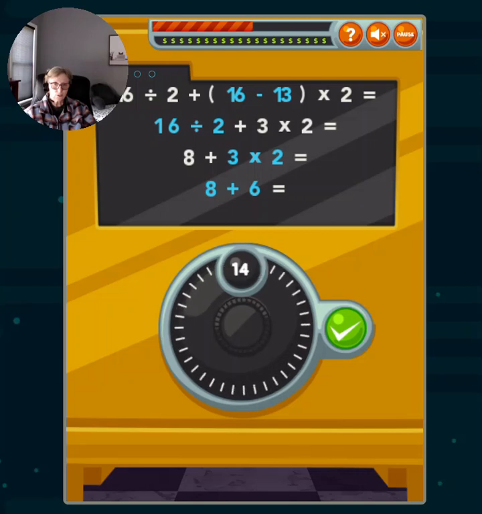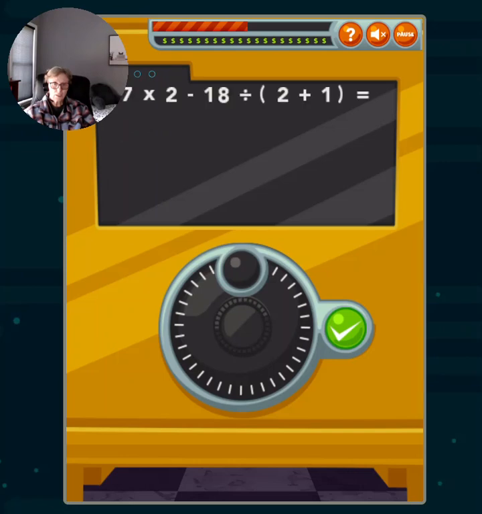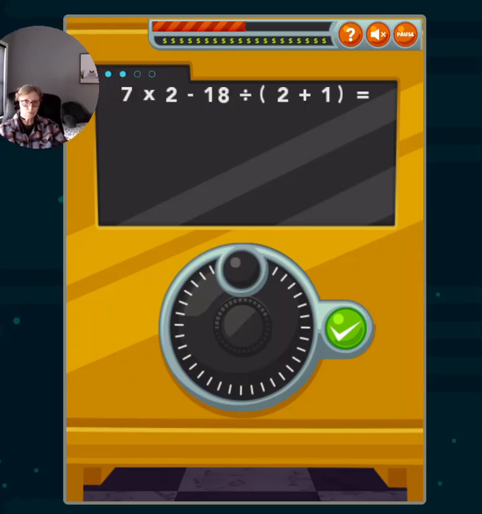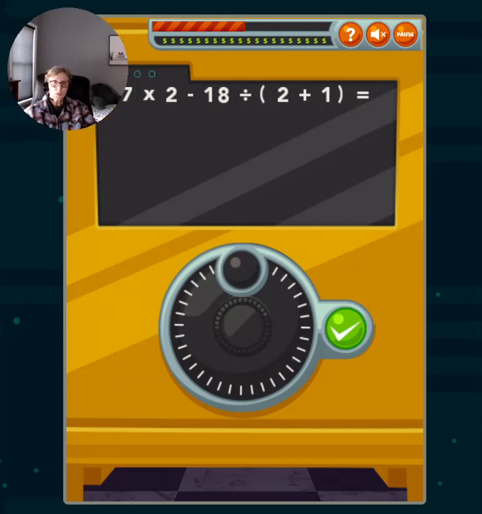Oh, I went too far. Come on, dial. 14, which should be our final answer. I hit click. And it says, yes, that is right. And it gives me a new problem. And I would do the same thing over again. Do the parentheses first, then multiply and divide, then subtract and add.